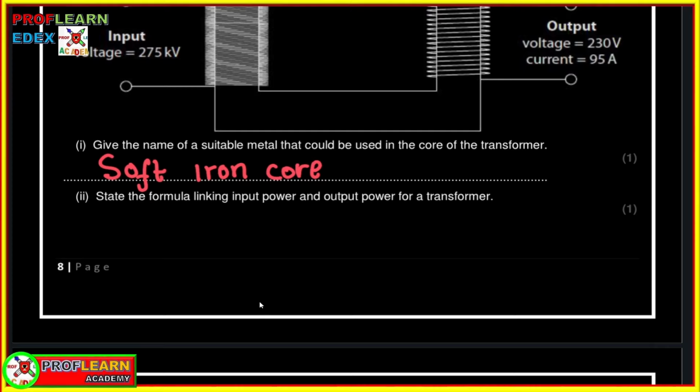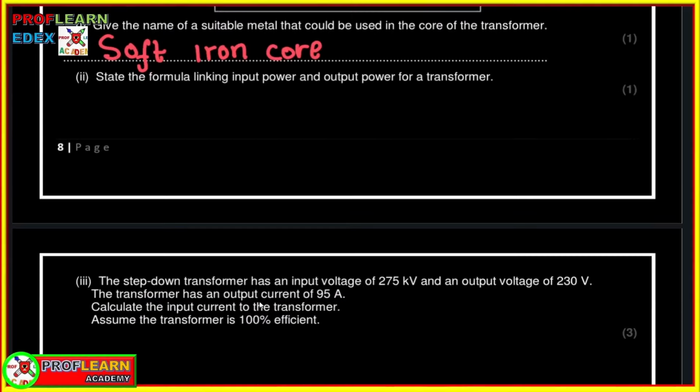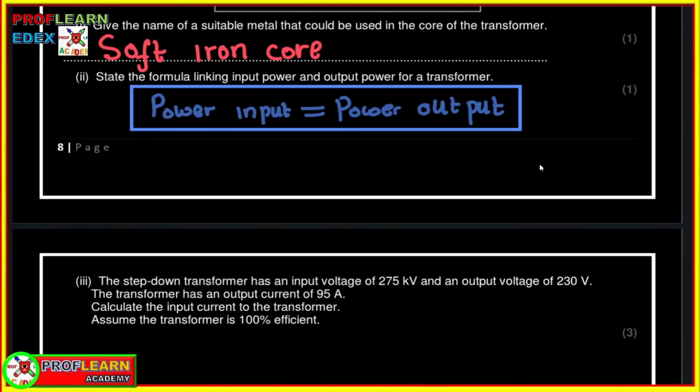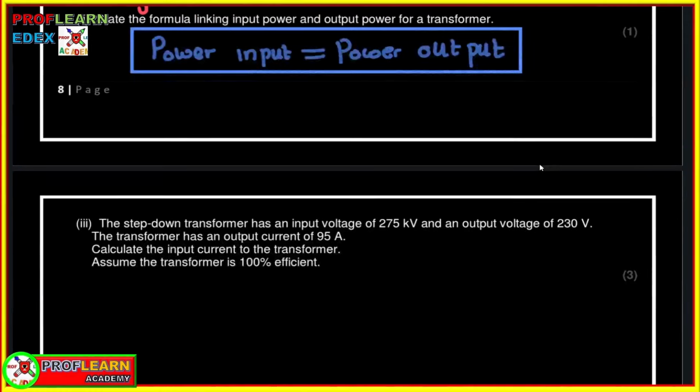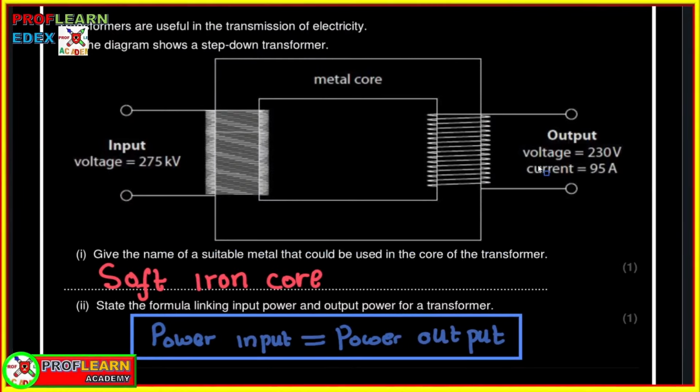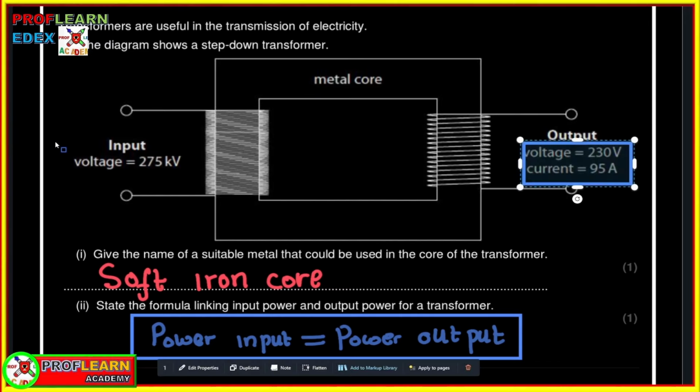State the formula linking the input power and the output power of a transformer. At 100% efficiency, we say that the power input equals the power output, and that is exactly what is expected here. This is supposedly a question that you can be asked, and you also need to know how to use that formula in calculations.